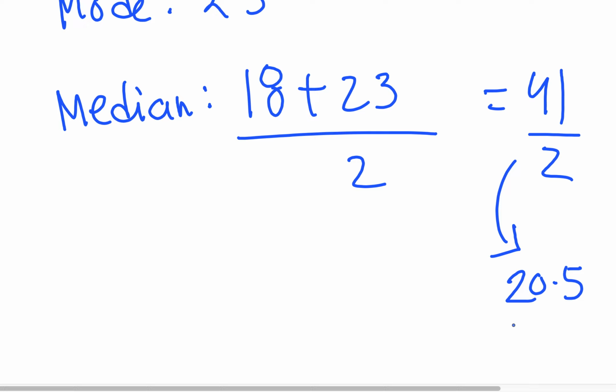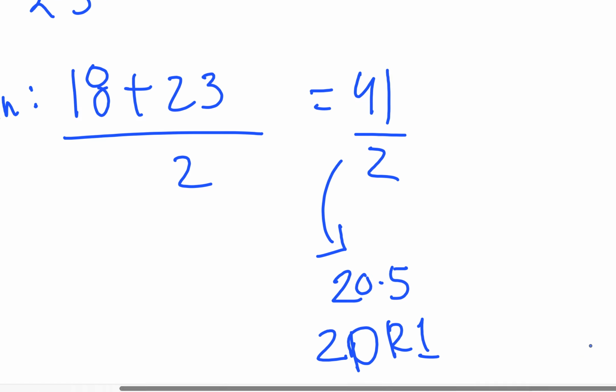20.5. Is that like remainder 5? That's a decimal. You can write a decimal if you want, not a remainder. If you want to write a remainder, it's going to be 20 R1. That's how it's gonna be if you do it using a remainder. Okay, so that's the answer. That's how you're going to do a stem and leaf plot. Do you guys have any questions?